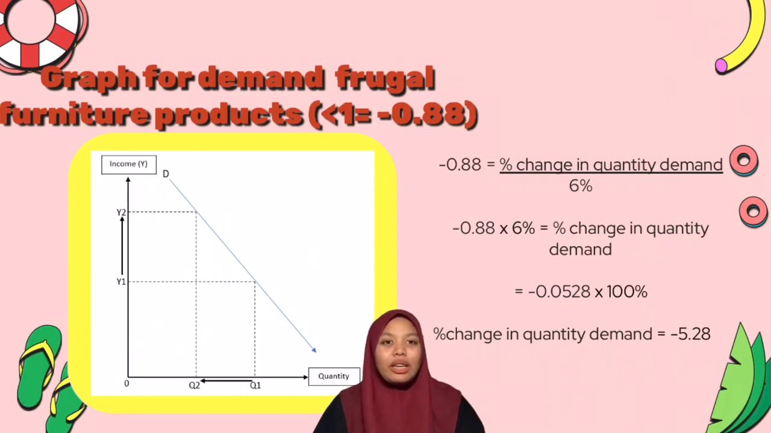As you can see, the amounts given are the elasticity of demand and the percentage change in consumer income. So we just put negative 0.88 equals percentage change in quantity demanded divided by 6%. To get the answer, you just need to multiply negative 0.88 by 6%. And the answer is negative 0.0528 times 100%. So the total amount is negative 5.28%.